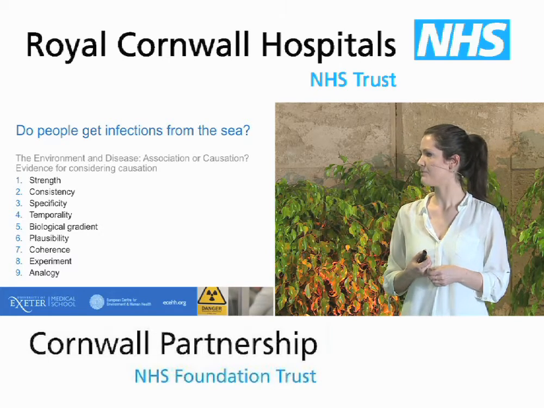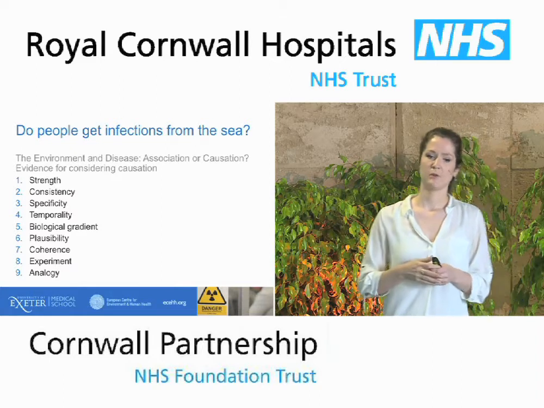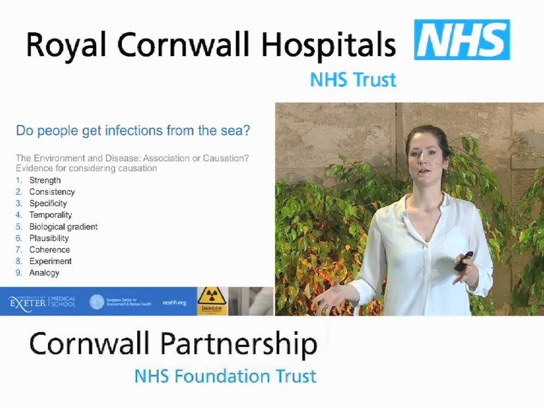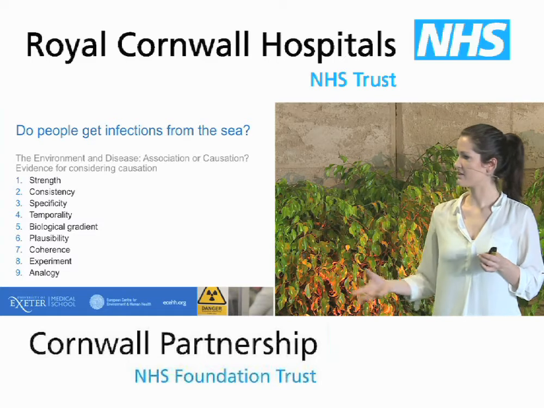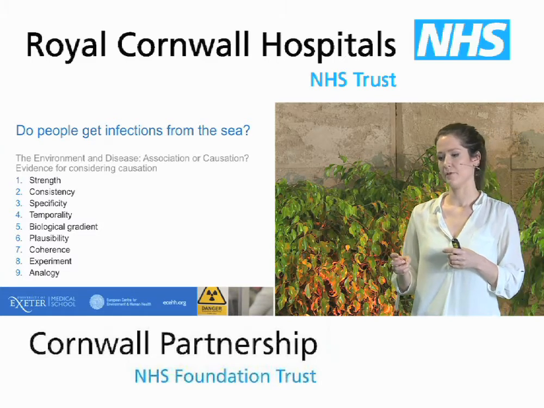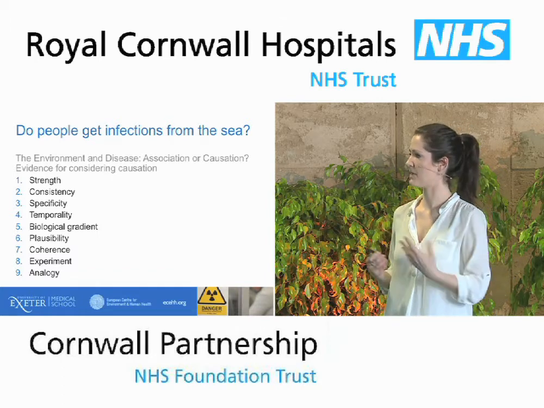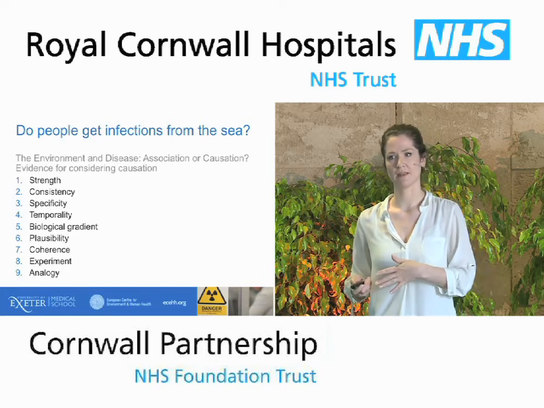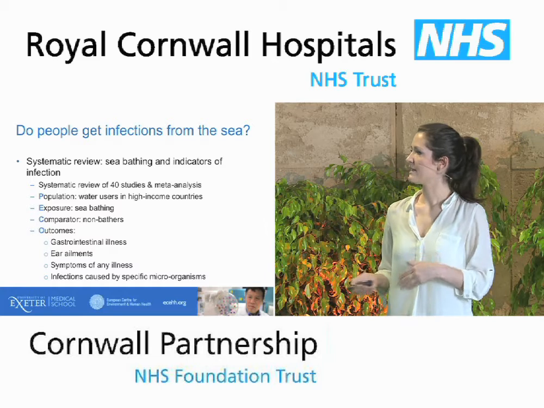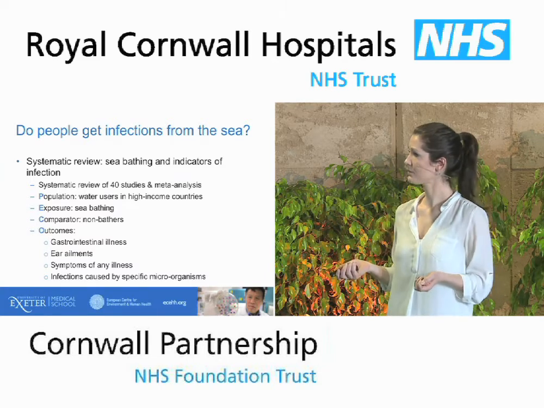Experiment: if we observe an association between an exposure and an outcome, and we remove that exposure, do we then reduce the outcome? And analogy: we might not see very strong evidence in a slightly similar but different field, but it might lend evidence to what we're seeing. Hope that makes sense. So taking all of these into account, I went about doing a systematic review.